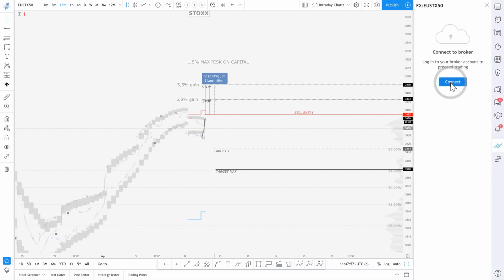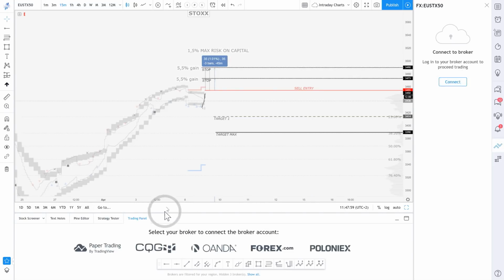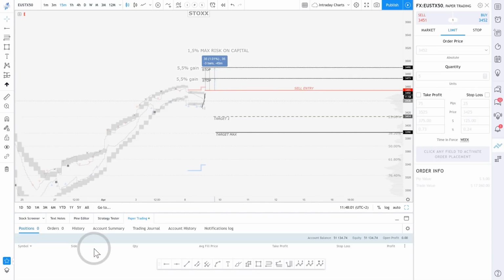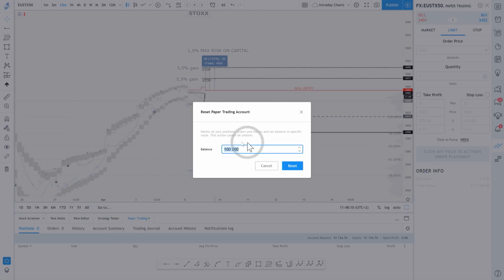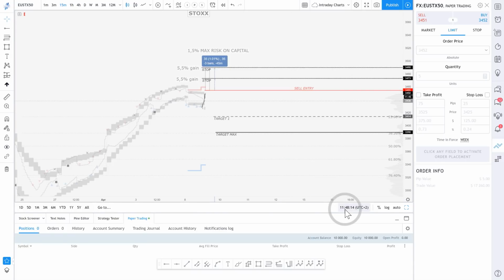Oh, what the hell is that? I think I can use, yeah, we're going to use a paper trading asset. Normally we should be trading this. So let's do, damn it, reset. Let's reset to 10K. This is the average account size for beginners. So let's take this.